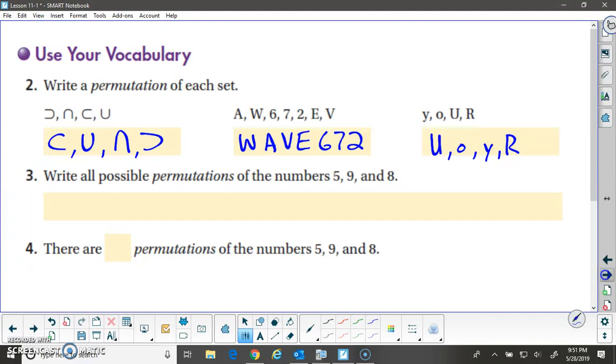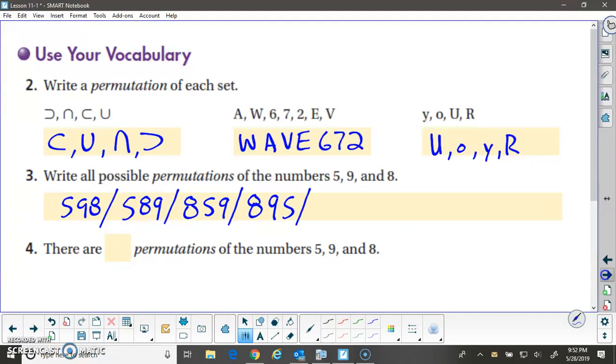Number 3 says write all possible permutations for the numbers 5, 9, and 8. So I'd start off with 5, 9, 8. Also, if we went with 5, 8, 9, 8, 5, 9, 8, 9, 5, 9, 8, 5, and the last one, 9, 5, 8. So it looks like there are 6 permutations of the numbers 5, 9, and 8. And they are listed right there.